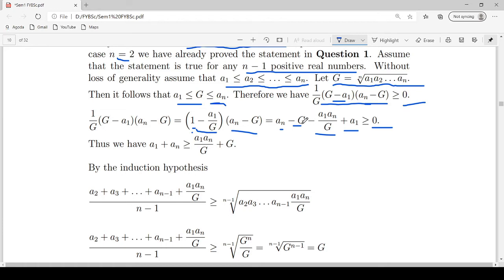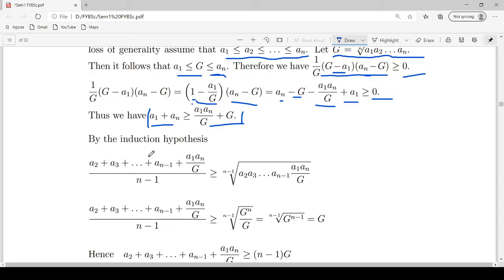Now you shift the minus terms to the right hand side. So you will have a1 plus an on the left hand side is greater than or equal to a1 an upon g plus g. Now you keep this fact as it is. We are going to require it in the proof. After having this fact, now let's apply the induction hypothesis.